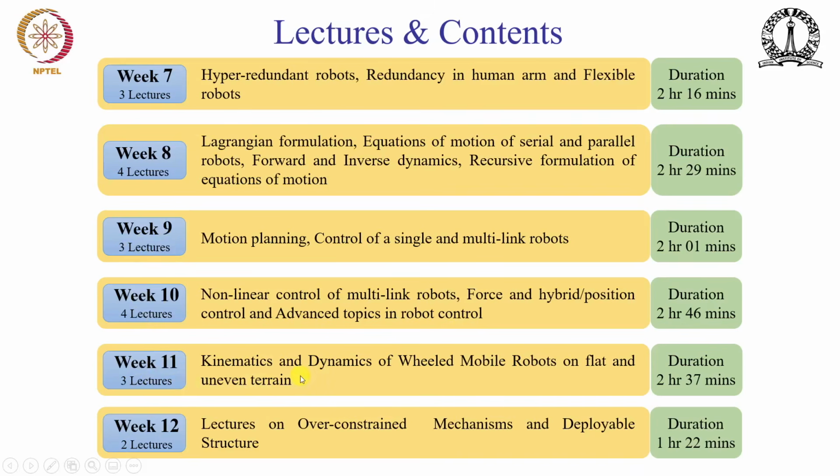In week 11, we will look at kinematics and dynamics of wheeled mobile robots on flat and uneven terrain. This will be covered in 3 lectures. In week 12, there are 2 lectures on over-constrained mechanisms and deployable structures. This is one of the shortest weeks with 1 hour and 22 minutes.